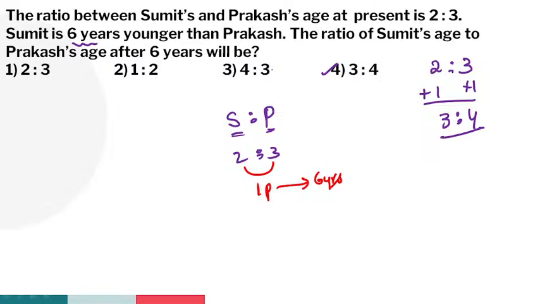So first, find out Sumit's age and Prakash's age. Sumit is how many parts here? 2 parts. One part is how many years? 6 years. 2 sixes are 12 years. Sumit's age is how much, guys? 12 years. Prakash, how many parts? 3 parts. One part is how much? 6. 3 sixes are 18. But the problem asks us to find out something else.